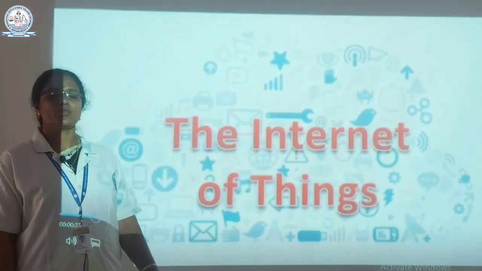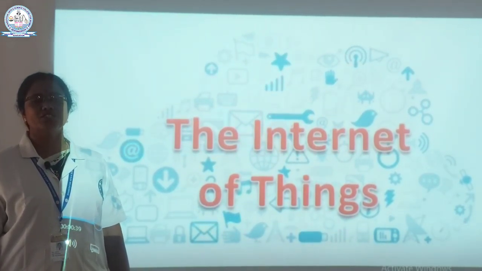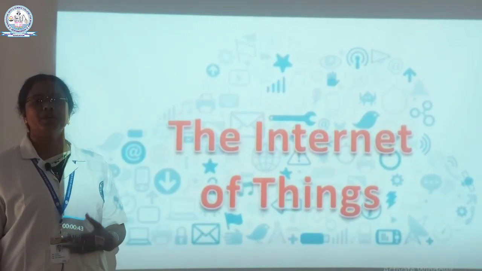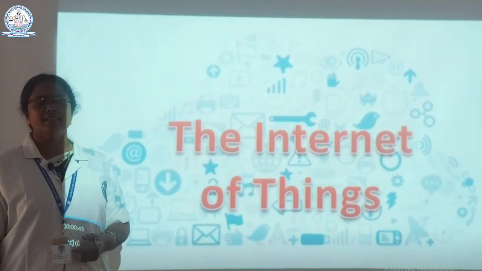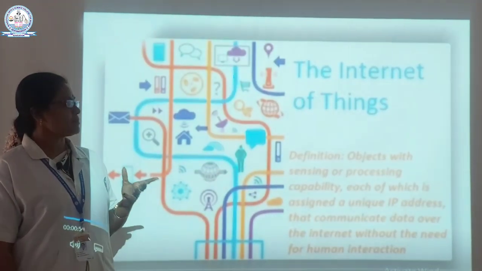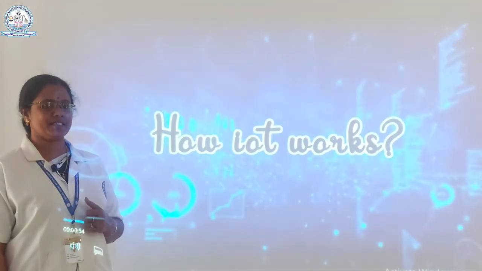So what is meant by IoT? IoT is a set of interrelated computing devices, digital machines, objects, people and animals that are equipped with identifiers. The data can be accessed through the internet. So these are objects with sensing and processing capability, with the ability to input and output through the device.